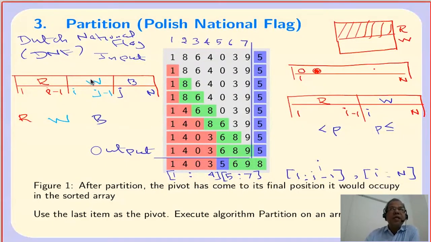This Dutch national flag is at the heart of another famous algorithm called select the kth minimum or smallest number in an array. Very important algorithm. Select the kth minimum or select the median of an array of numbers. The algorithm is basically Dutch national flag. So at some point I may ask it. I will assume that you have studied and implemented the Dutch national flag algorithm.